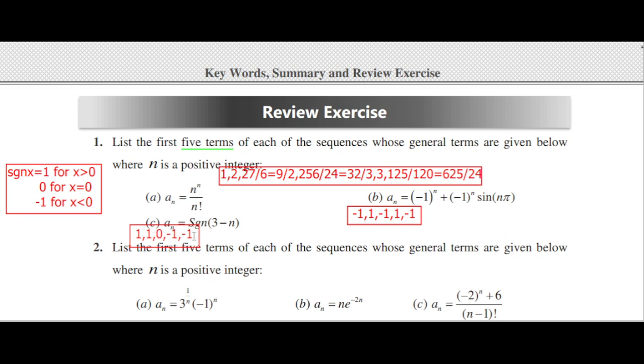1, 2, 3, 4, 5, 6, all are the fifth terms for this equation number C. Let's go to question number 2.